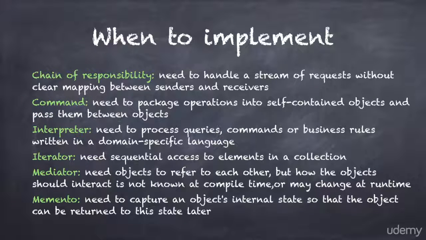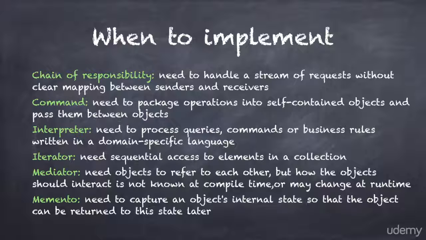Implement the chain of responsibility pattern if your application architecture generates a stream of requests that must be handled by receiver objects, but there is no clear one-on-one mapping between the sender and the receiver of a request. Implement the command pattern if you want to package operations into self-contained objects and pass them between objects.